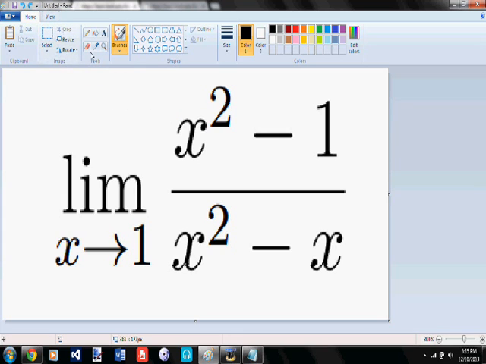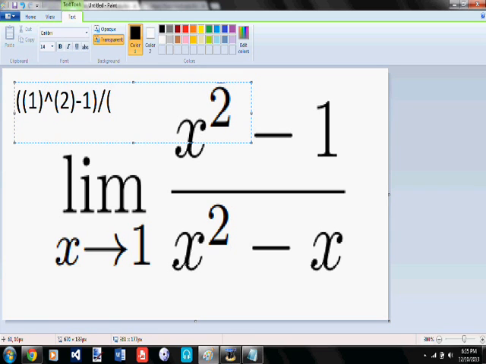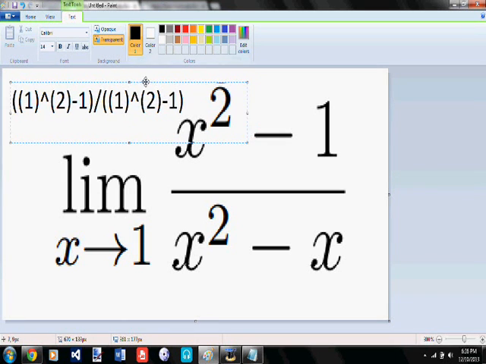Here, you know what? Let me not just make you guys trust me. Let me actually type it out for you. Okay, so you're gonna get, let's make the font a little bit more. There we go. Right here. Well, you're gonna get 1 squared minus 1, or you know what, let's do this so you guys don't get confused. 1 squared minus 1 all divided by 1 squared minus 1.